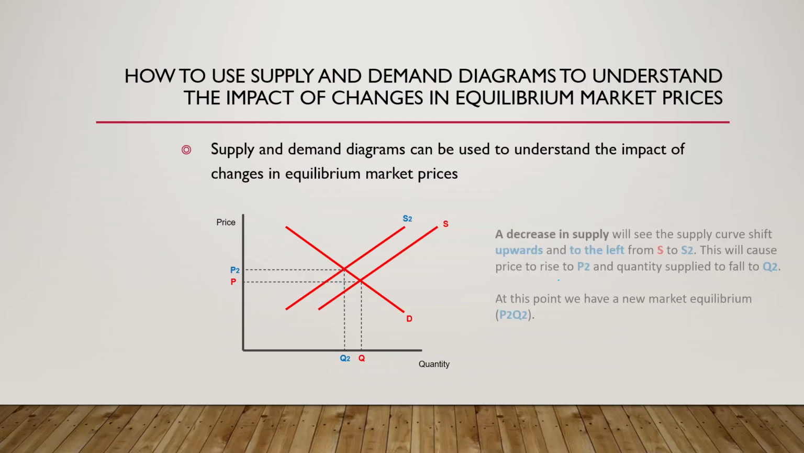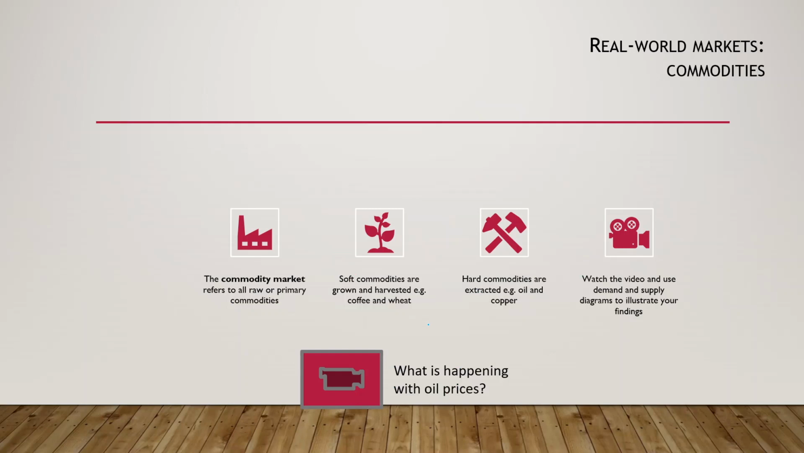And I think, yeah, a decrease in supply will see the supply curve shift upwards and to the left from S to S2. This will cause the price to rise to P2 and quantity supplied to fall to Q2. So now this is the exact opposite of what we saw in the previous slide. Well, you could take it as a challenge to understand it on your own, because that would make you feel whether you are going along the right lines or not, whether you are understanding the concepts or not.